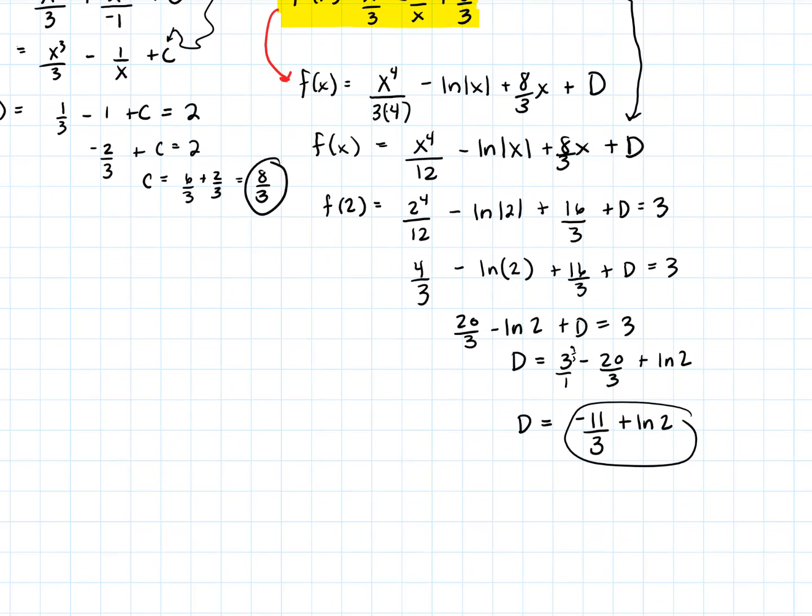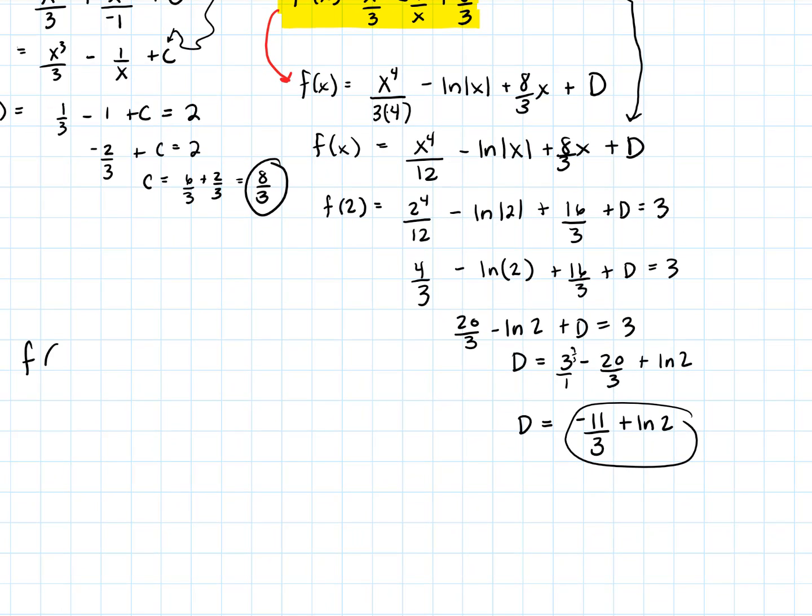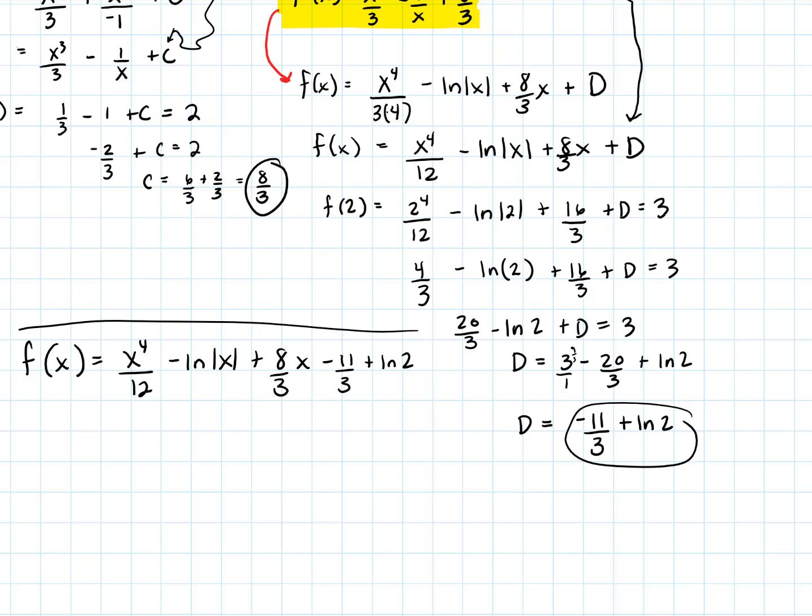So we have found, ultimately, through all of those calculations, 2 antiderivatives, and some substitutions to find the constants, that f of x is x to the 4th over 12 minus ln of the absolute value of x plus 8 thirds x minus 11 thirds plus ln of 2. And that is our antiderivative.